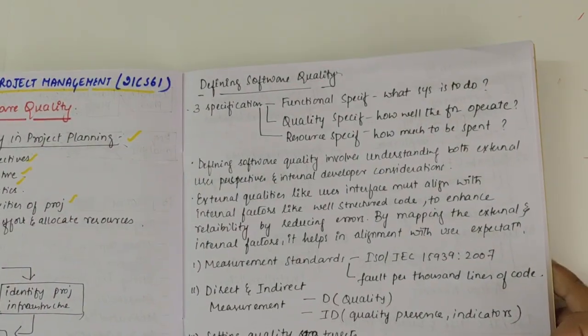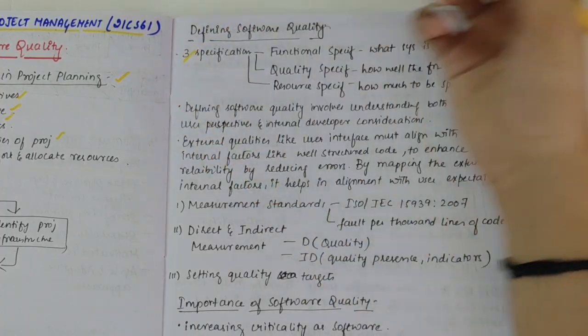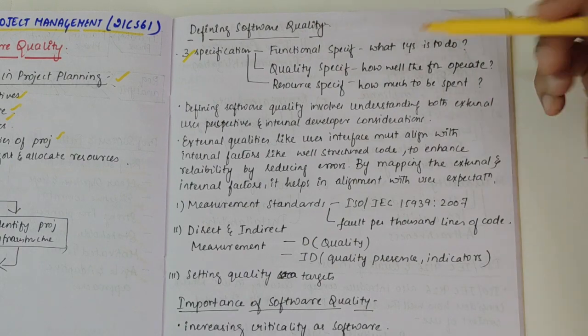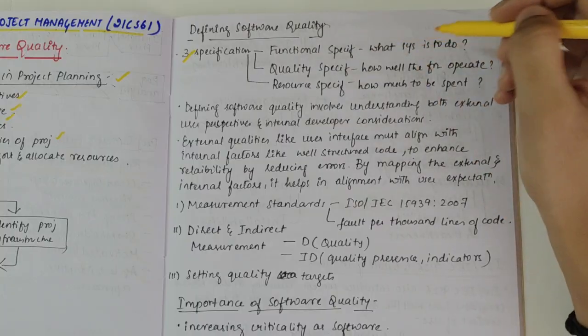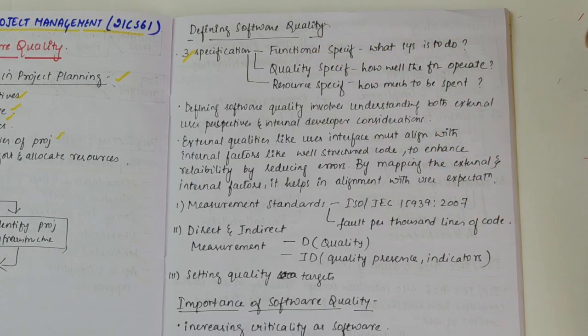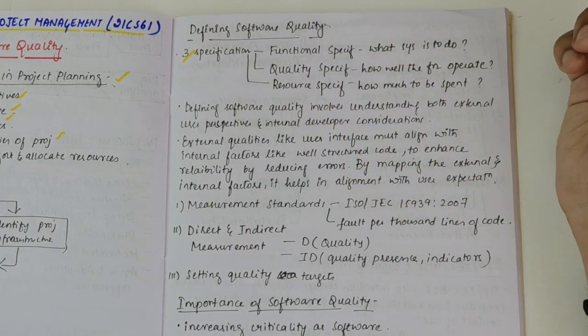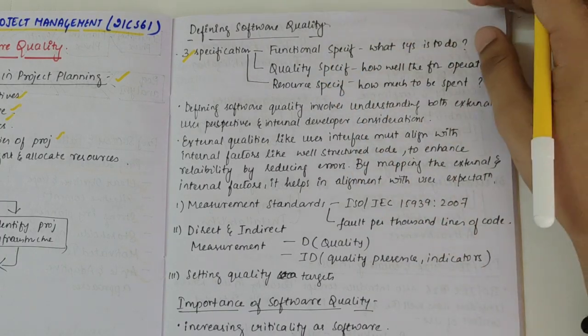Next, moving on, we have the definition of software quality. There are 3 specifications to define software quality. The first one is the functional specification, that is, what will the system do? What are the functionalities of the system? Then we have the quality specification, how well the function will operate, how well the software will operate. Then we have the resource specification, what amount of memory, time, money, and all the resources would be spent.